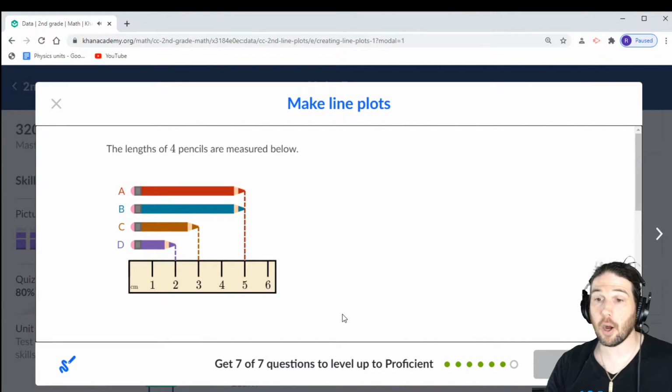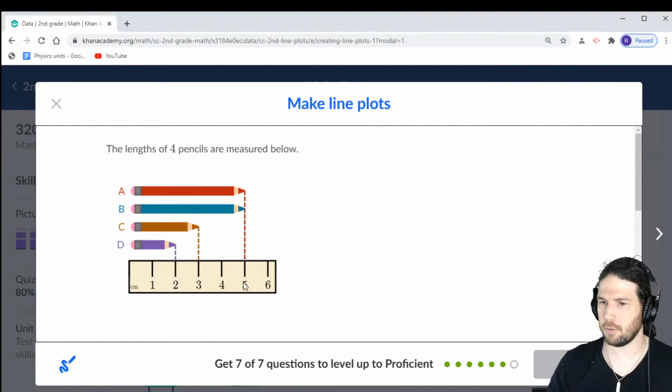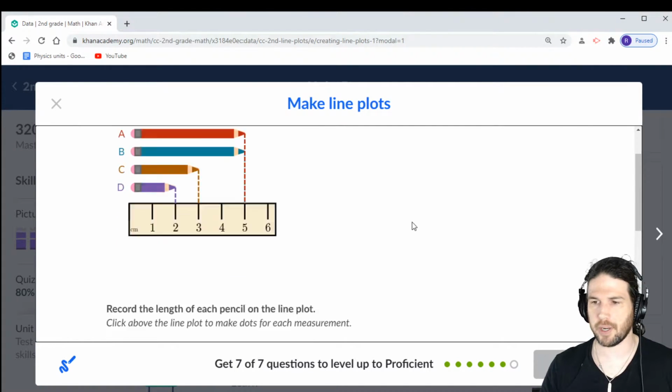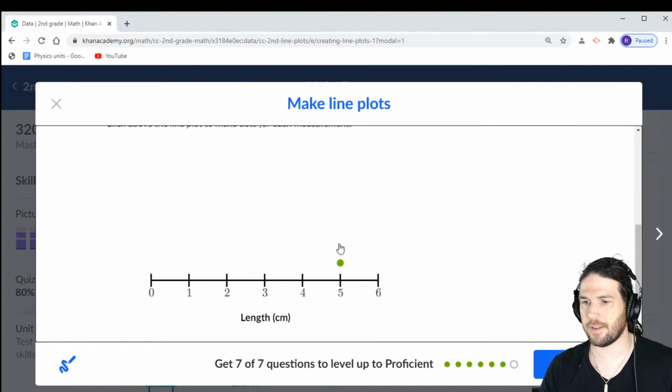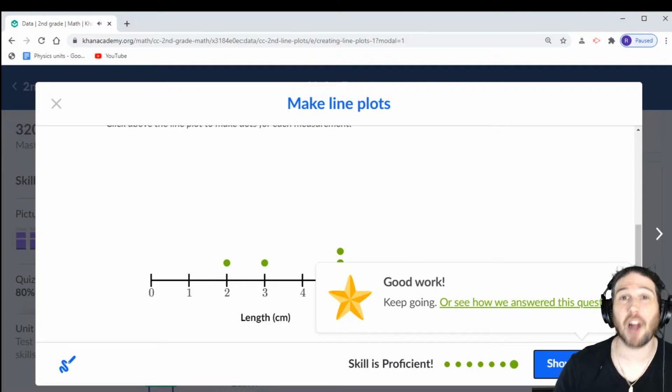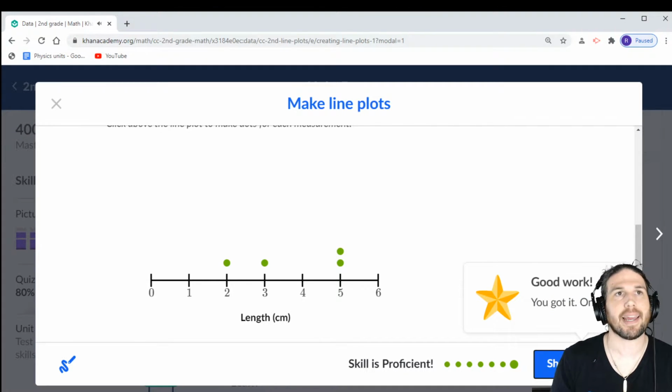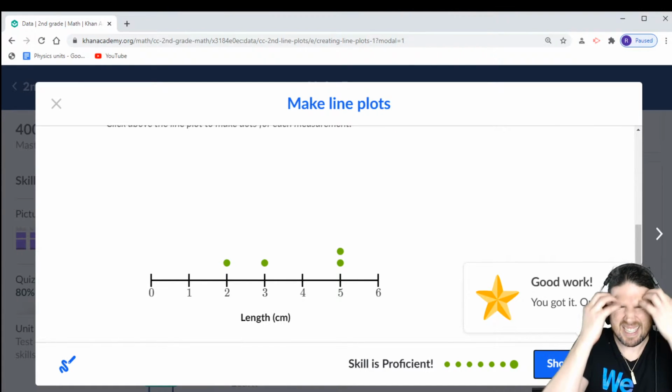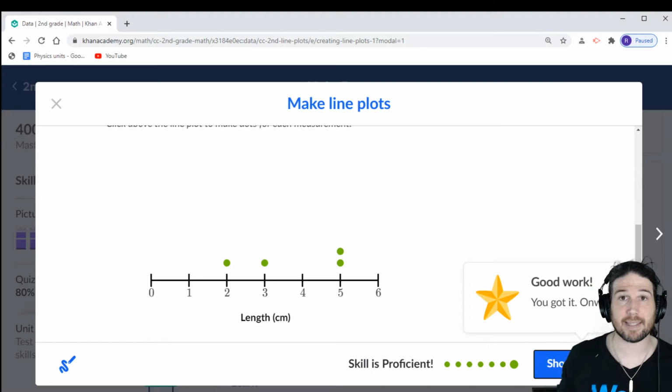We got this. Oh, look, more pencils. There are 2 that are 5 centimeters, 1 that's 3, and 1 that's 2. And that's making line plots. It's not that difficult. We are just looking at different ways to visualize data so that you don't have to look at a bunch of numbers and in your head try to make them make sense. You can just look at them and they make sense from looking at them.